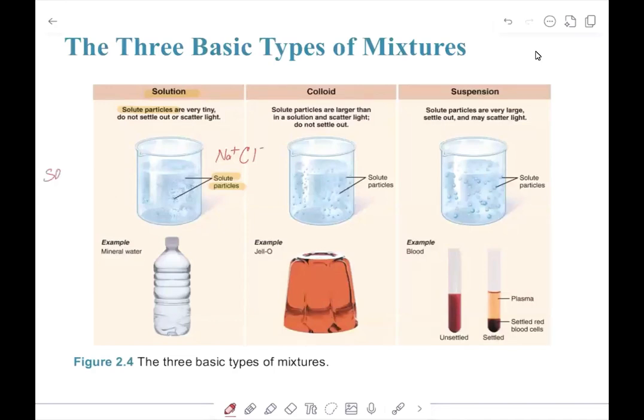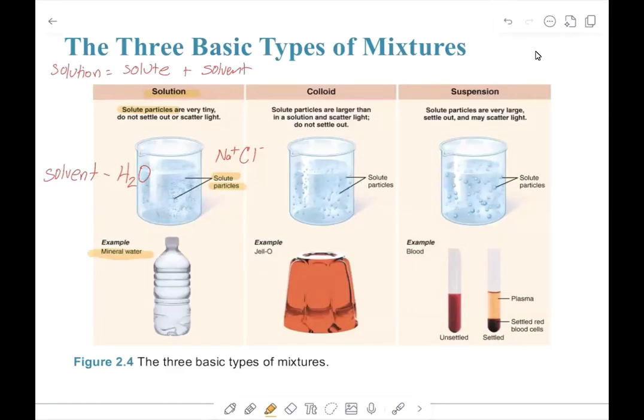The solvent is always the greater amount, and the universal solvent is water. So a solution is made up of two things. It's made up of a solute, which could be salt, it could be glucose, could be many, many things, and a solvent, which is most likely going to be water. And in the body, water is the universal solvent. The example that they're using here is mineral water, and whatever mineral is in the water would be the solute.